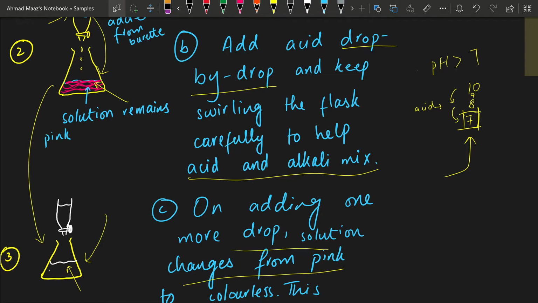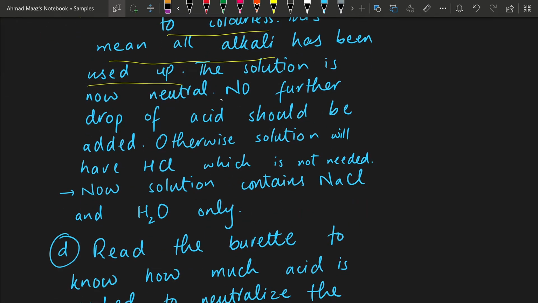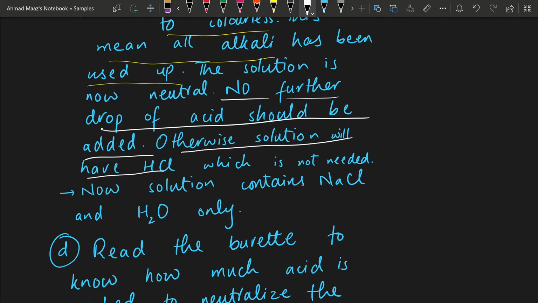You add acid, the pH becomes 7, the solution becomes colorless, and you stop. No further drop of acid should be added at this point. The moment it turns colorless, the acid should be stopped. Otherwise the solution will have HCl, obviously, which is not needed. Now the solution only contains NaCl and water.